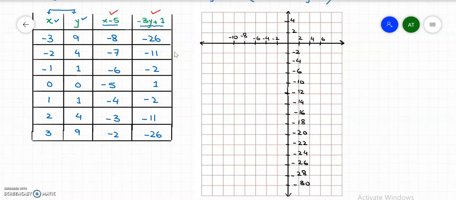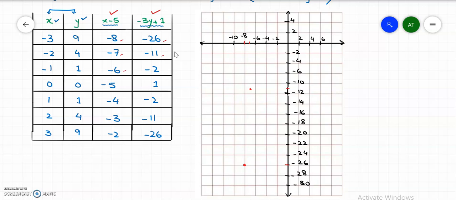Okay, let's plot the points one by one to get the graph of the vertex form. So the first point is -8 and -26. So the x is -8 over here and the y is -26 downward. The second is -7 and -11. -7 lies between -6 and -8, and -11 lies between -10 and -12. So the second point is here.